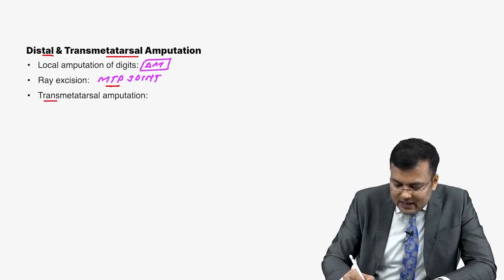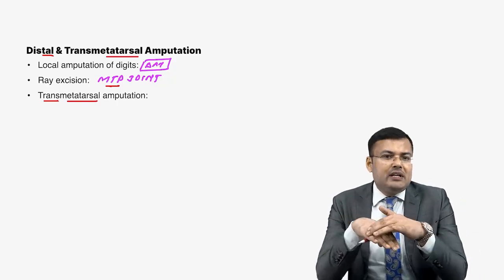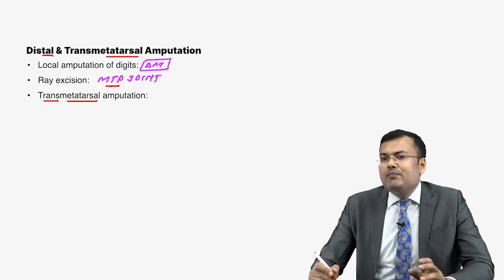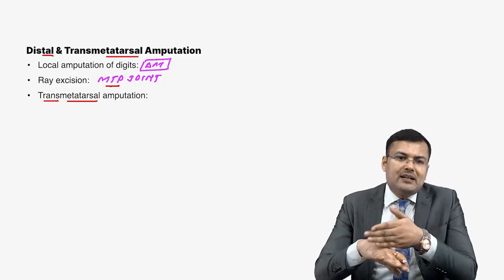Now next is transmetatarsal amputation. Whenever several toes are affected with adequate proximal circulation, in that case we go for transmetatarsal amputation.